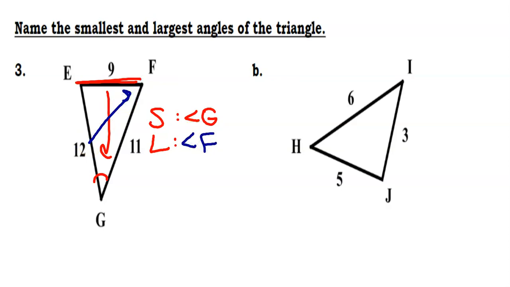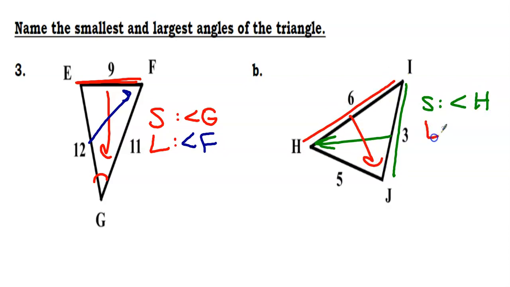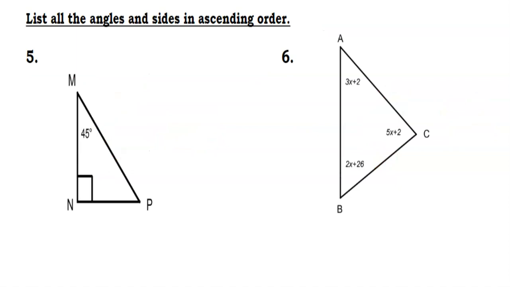All right, same song and dance. Smallest side is 3. Therefore, the shortest angle is angle H. The biggest side is 6. What's across the way? So the largest one is angle J. Largest is angle J, smallest is angle H. Okay. All right. So list all angles and sides in ascending order. Ascending order going up. Okay.